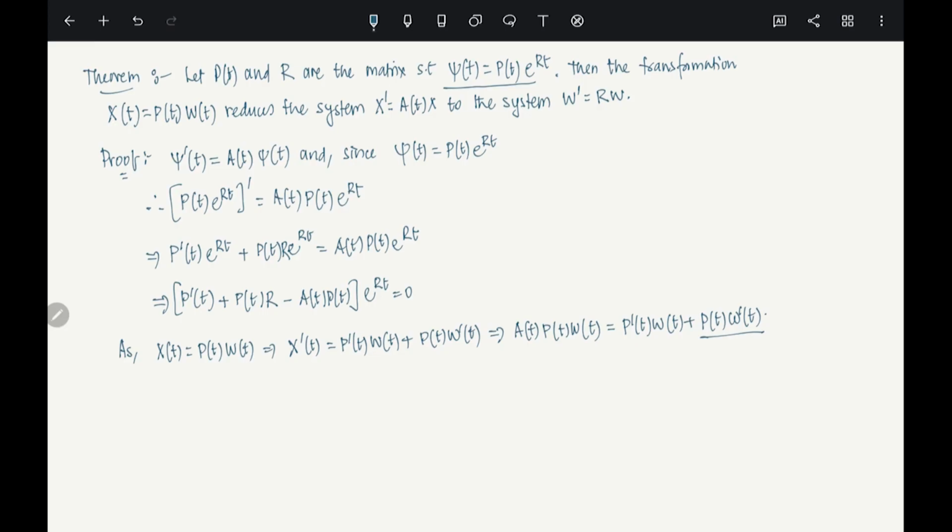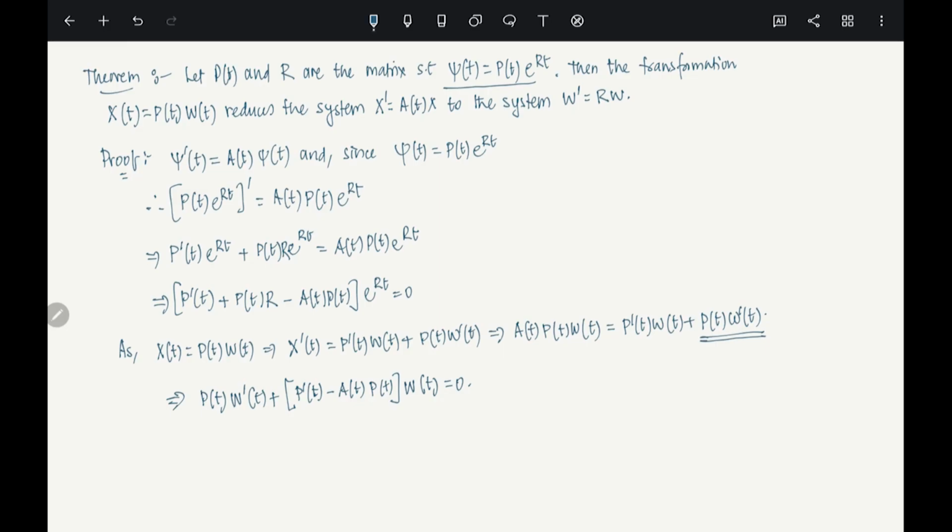So this will imply that this is basically nothing but P of t w prime of t, plus P prime of t minus A of t P of t, times w of t. This is going to be 0. That's what we are going to get, right? If you just put it together, that's what you get. This part we are just taking on the other side here. So it is P prime minus A times P times w(t) equals 0. Sorry, I just got confused a little bit.